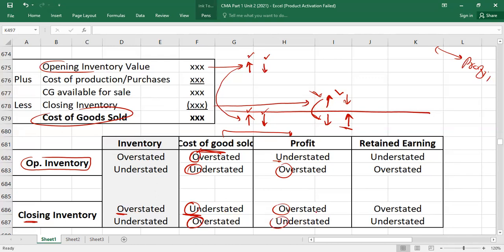Here you can create the link, right? Thus you have to think about the effect on cost of goods sold, and then from there you can move to the profit. It will be easier. Otherwise, I can create a direct link with the profit also.